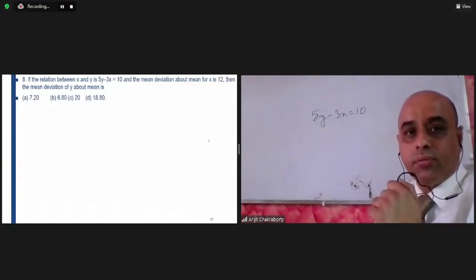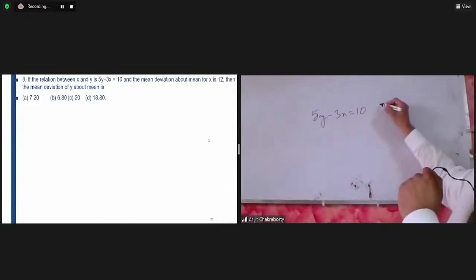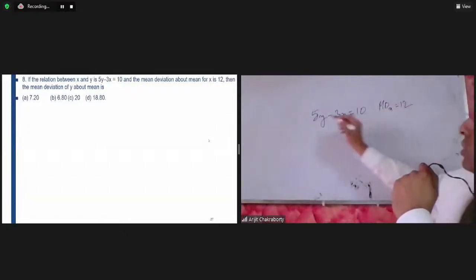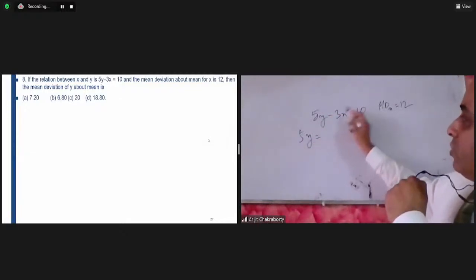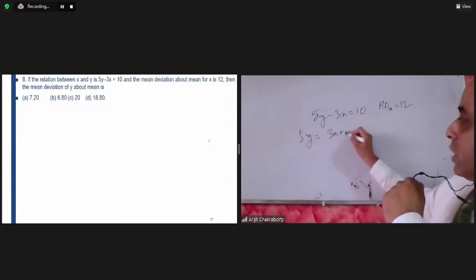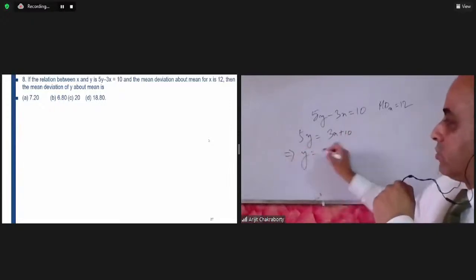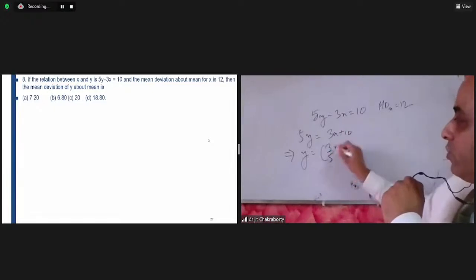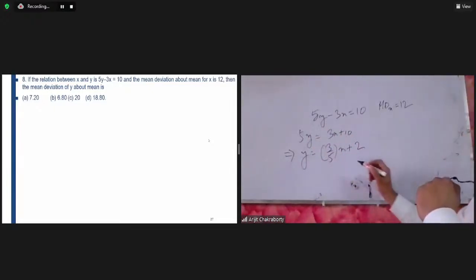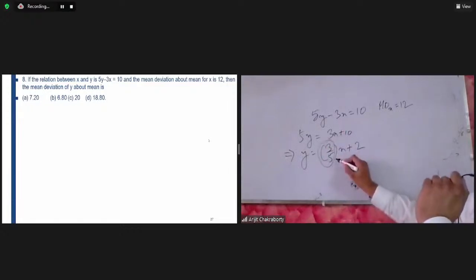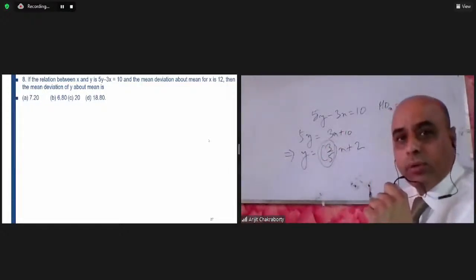So if the relation between x and y is this and the mean deviation is this, what is the mean deviation of y about mean? So we know MD x is given, it is 12. So here again, it's very simple. We just use the same formula. 5y will be equal to 3x plus 10. That is, y is equal to 3 by 5 x plus 2, because 10 by 5 gives you 2. So we are concerned only with this part, 3 by 5, because that is the modulus b.